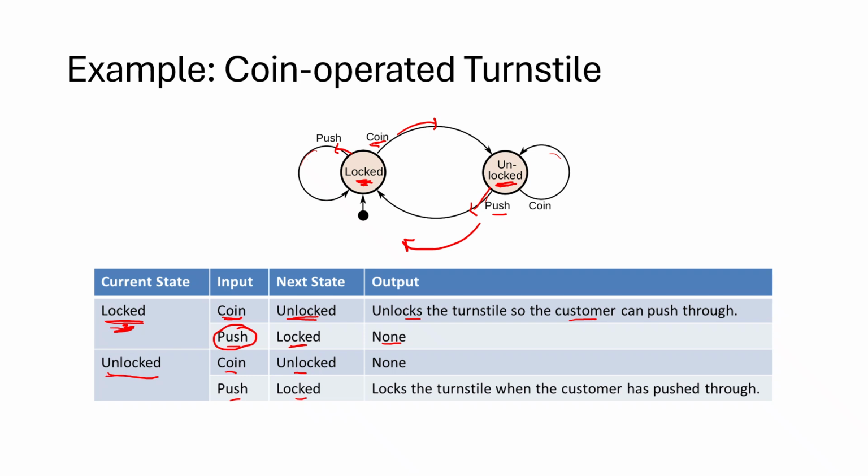On the other hand, if the current state is unlocked and you insert another coin, it remains unlocked and nothing happens. And finally, if you are in the state of unlocked, so the gate is open and you push it, the output is that it allows the customer to push through and then it locks the turnstile for the next customer, which means that the next state is going to be locked. So that table summarizes all the behavior that is expected from the diagram above.